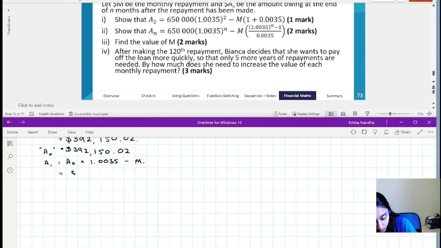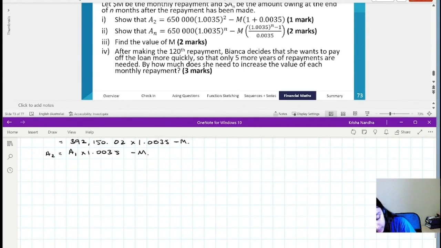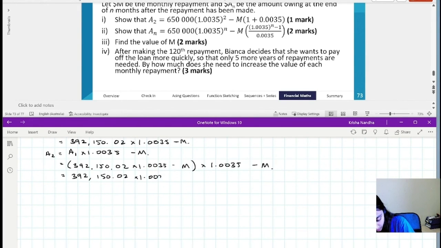Okay, so that'll be equal to 392,150.02 times 1.0035 minus M. A2 will be equal to A1 times 1.0035 minus M. So that will be equal to 392,150.02 times 1.0035 minus M, all times 1.0035 minus M. Expand the brackets, and that gets you to 392,150.02 times 1.0035 squared minus 1.0035 M minus M.